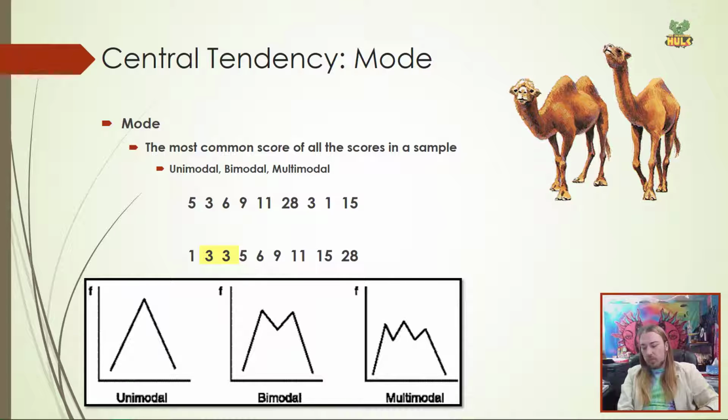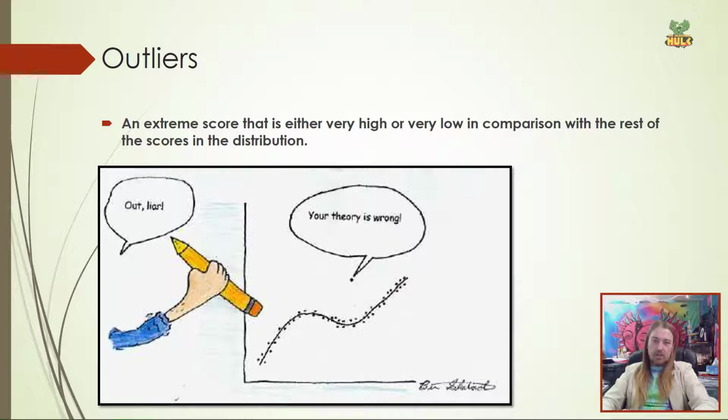So when you look at distributions of scores, and you're looking at a score that might be fitting with the pack versus away from the pack, as the central tendency is supposed to indicate to you, you might see what we call outliers. An outlier is simply an extreme score that doesn't seem to fit with the rest of the data.